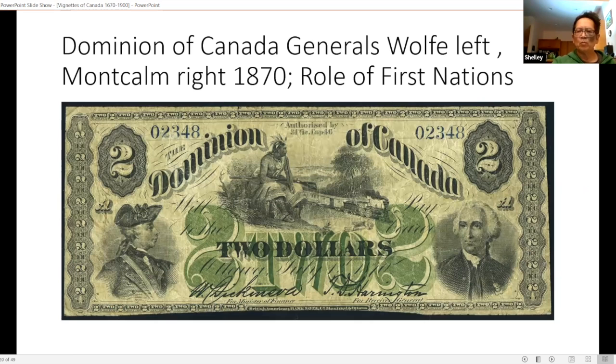The Dominion of Canada celebrates the Generals Wolfe and Montcalm, who were two combatants during the Plains of Abraham, which was a major war that happened in Canada between the English and French during 1758. Also in the center of this banknote, it's quite curious because it's got a First Nations person there and also a train. So you've got some ideas of trains as well as the role of First Nations people in this banknote. Payable, Montreal.